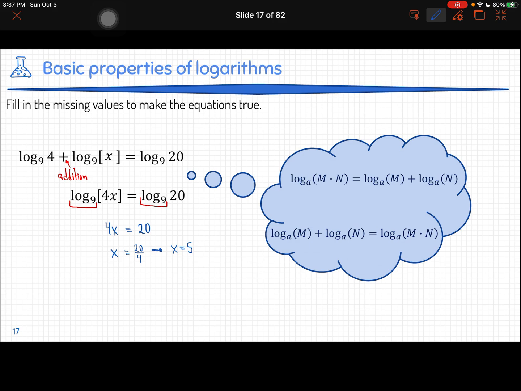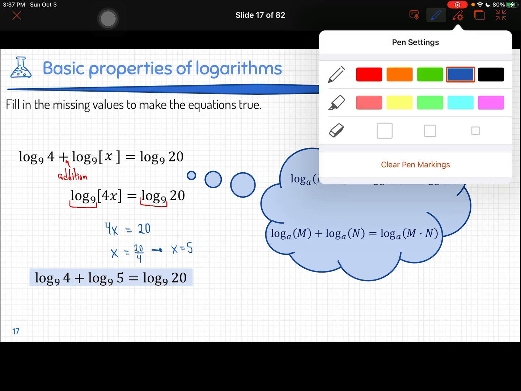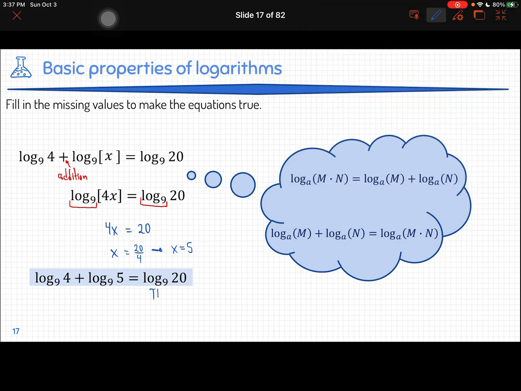So now we can fill in the space with the proper value. This addition is equal to the logarithm base 9 of 20. And this statement is true with this value of x equals 5.